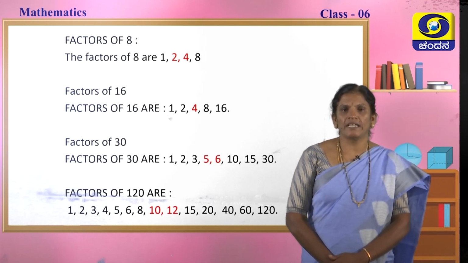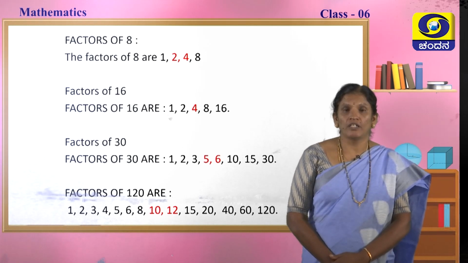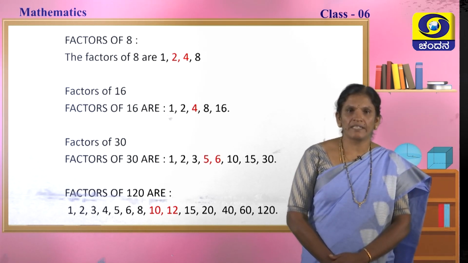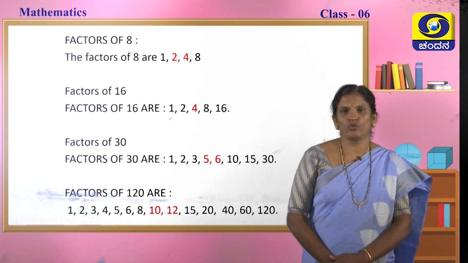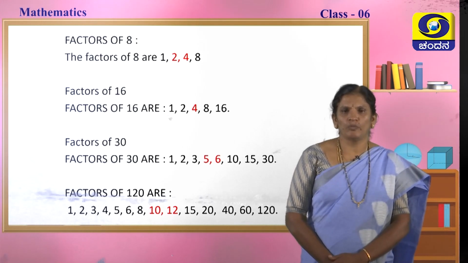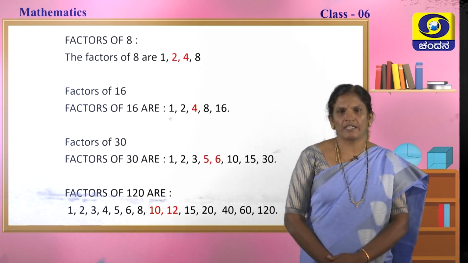In 16, the center number is 4. Here 4 into 4 is 16, so it is the center number. Either side we can see two factors, 1, 2, 8 and 16. In the same way, in 30 also you may notice 5 and 6. 5 into 6 is 30. Either side we may see three factors.